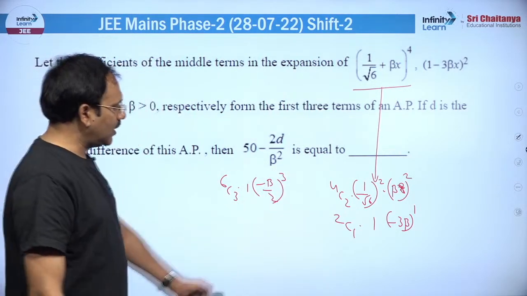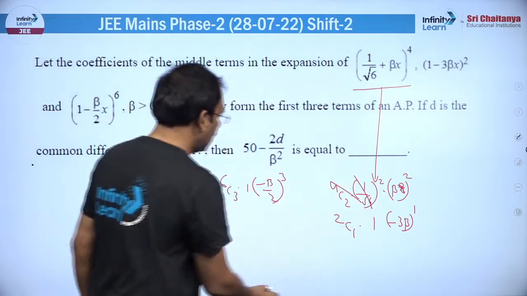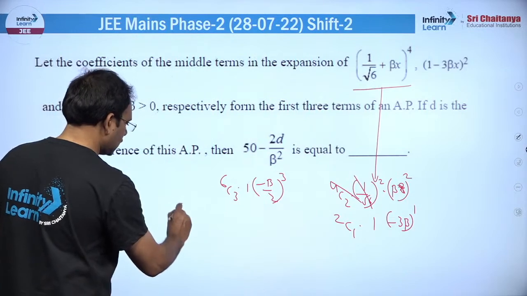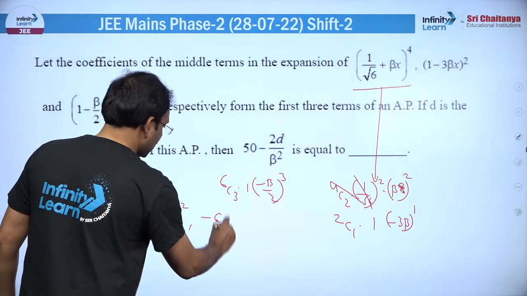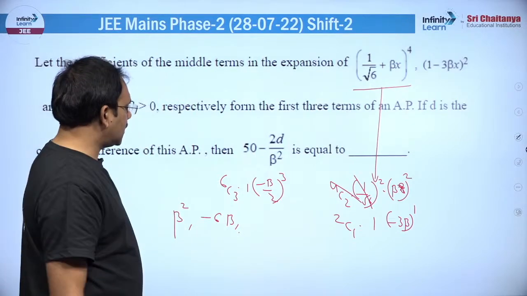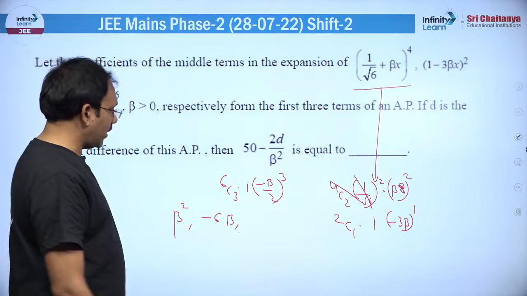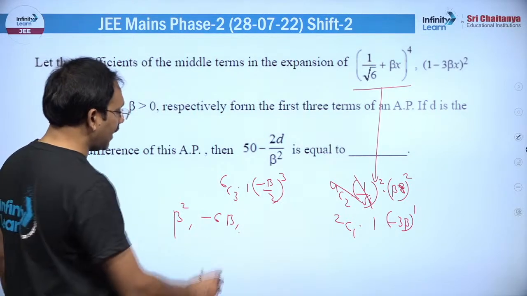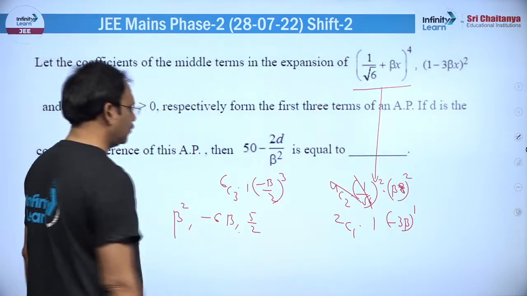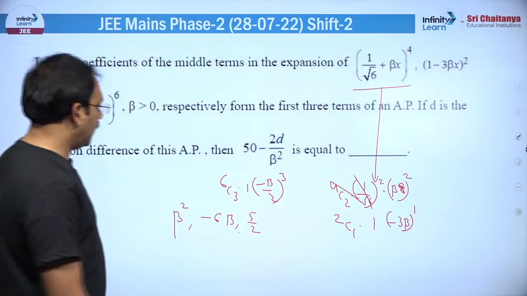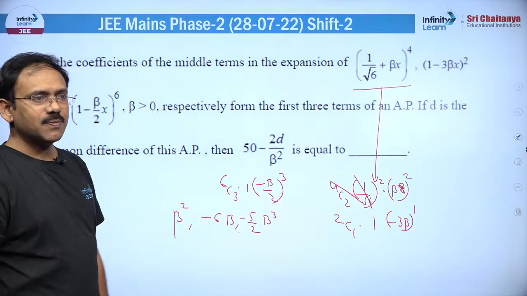That means if you could replace these numbers, 4C2 is 6, these two get cancelled. First term is beta square, second one is minus 6 beta, third one is 6C3, which is 6 into 5 into 4 by 8, that is 20 by 8, which means 5 by 2, minus beta cube. These are the three terms, my dear friends.